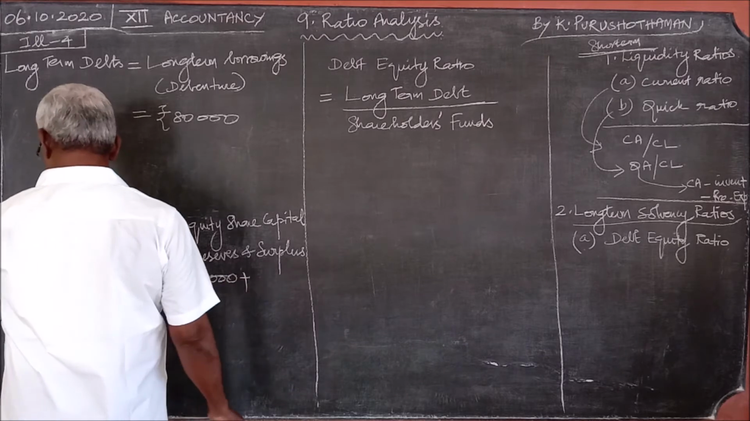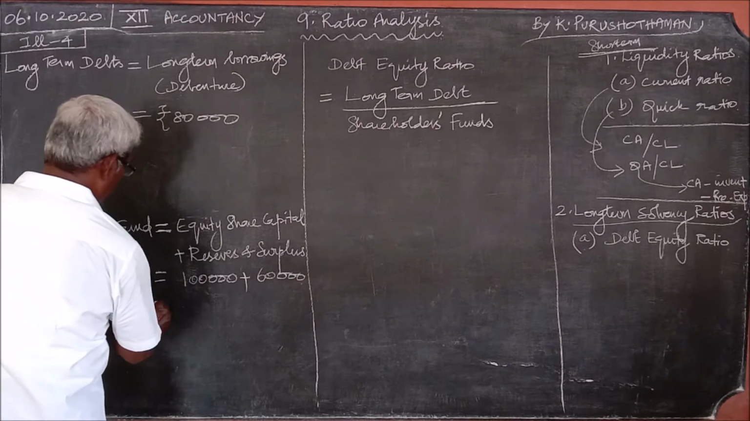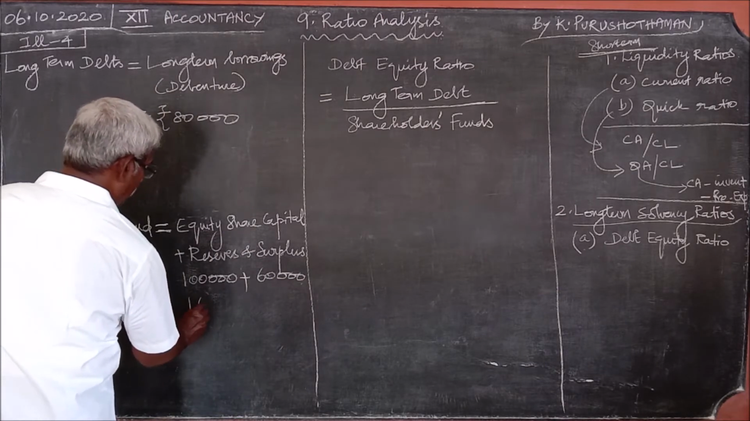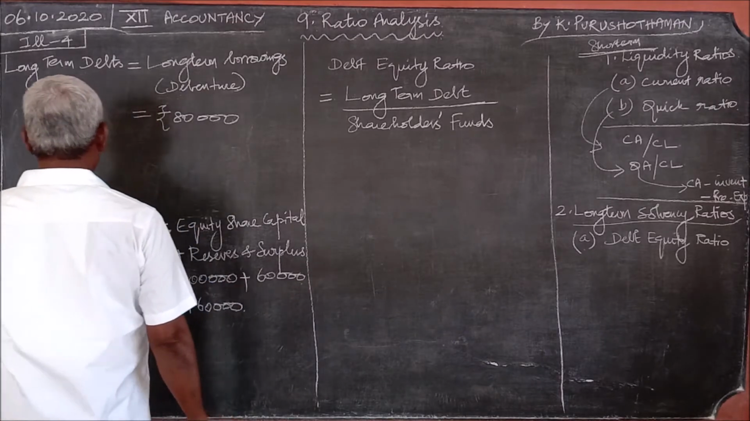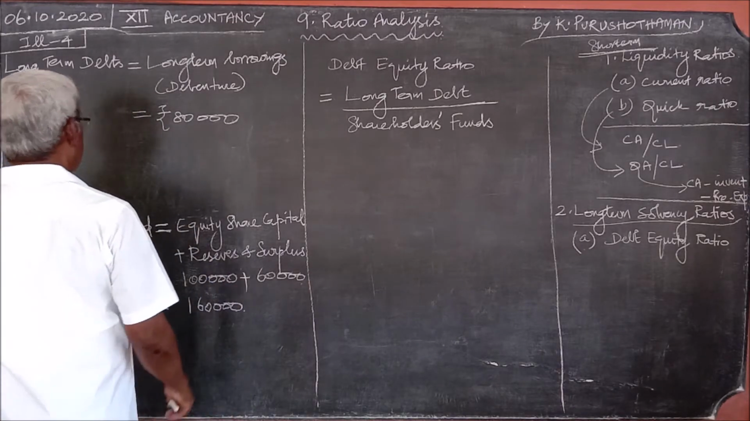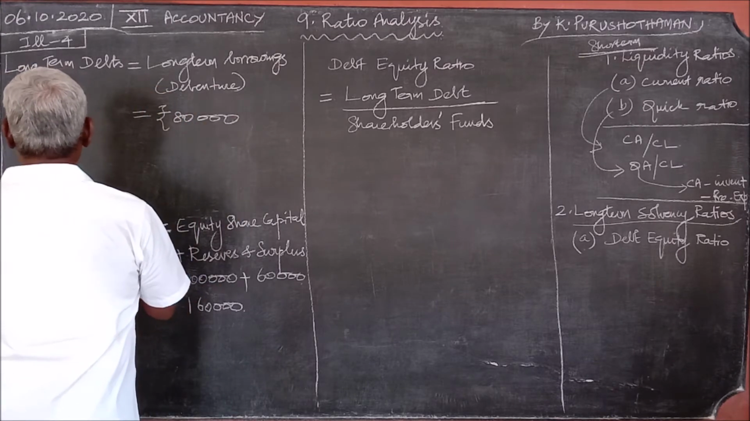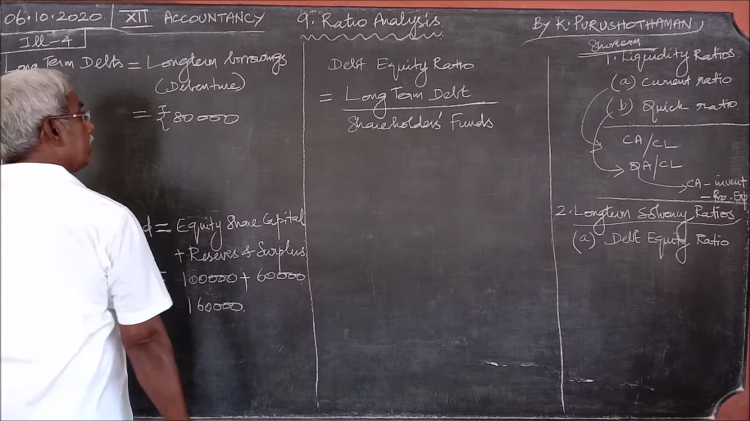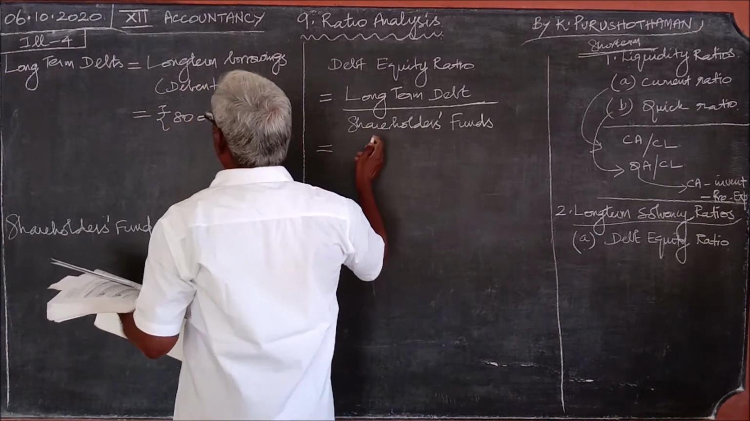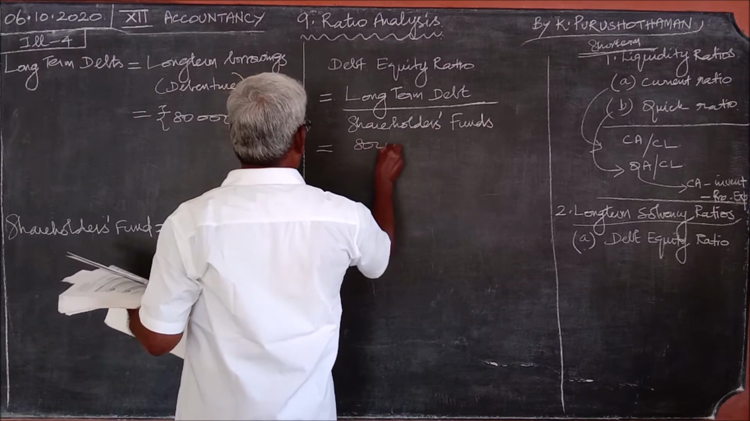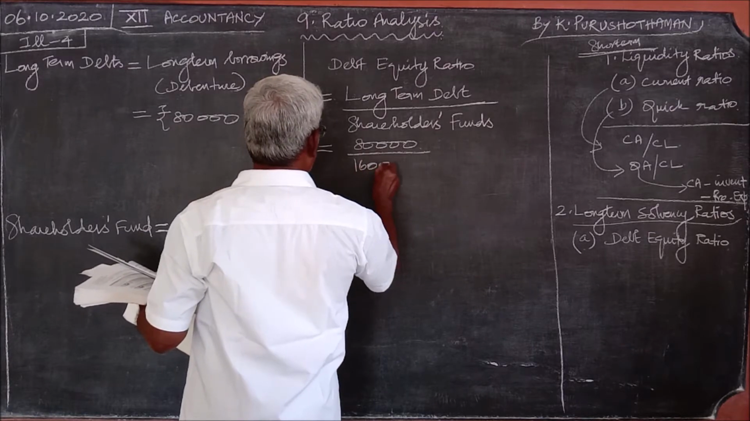What is reserves and surplus? 60,000. So totally it comes to 1,60,000. Now we have got the numerator value, long-term debts, and the denominator value, shareholders fund. So you substitute and write: long-term debts 80,000 by 1,60,000.